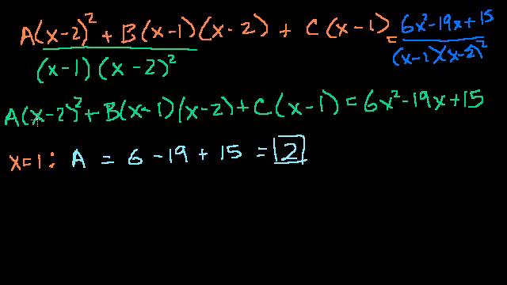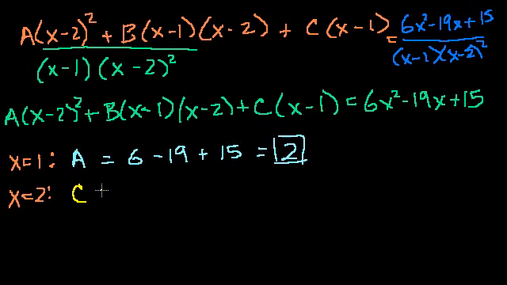If we make x equal to 2, the a will disappear. This whole term will disappear because this would be 0. So we could use that to solve for c. If x is equal to 2, then this term would be 0, because x minus 2 would be 0. And we're just left with c times 2 minus 1, so that's just 1.